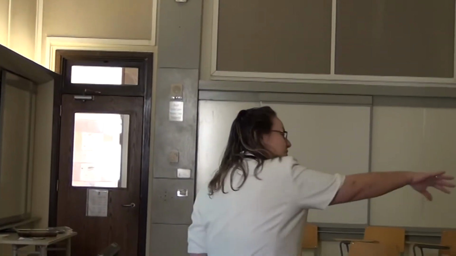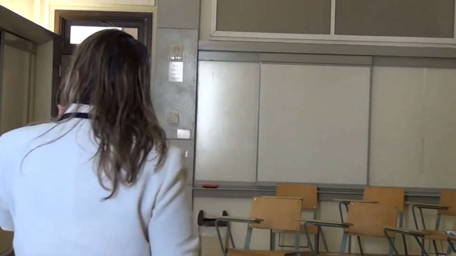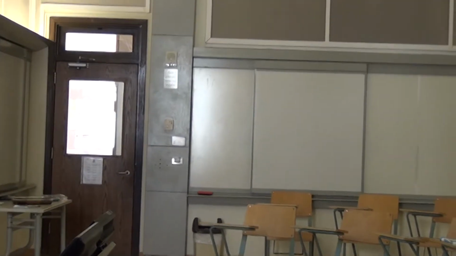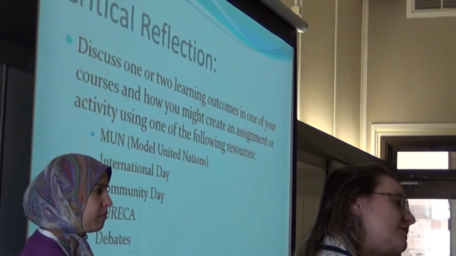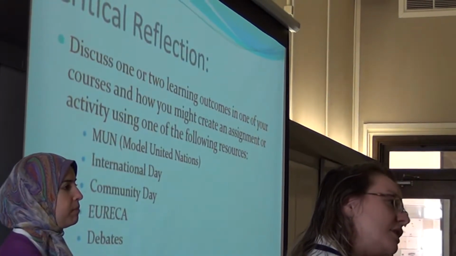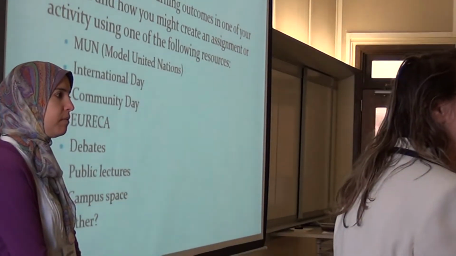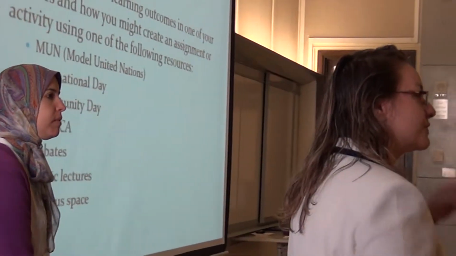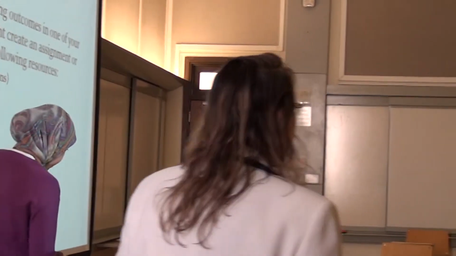What we want you to do, just in your little circle groups, is think about a course outcome for one of your courses, and look at one of these activities or events that are taking place this semester or next. Think about how you could create an assignment or an activity that would connect or reinforce that particular outcome utilizing one of these resources. Just talk about it in your groups for a few minutes. See if you can come up with some new ideas, or maybe something you've done in the past, and then we can share those ideas with some of the colleagues here.